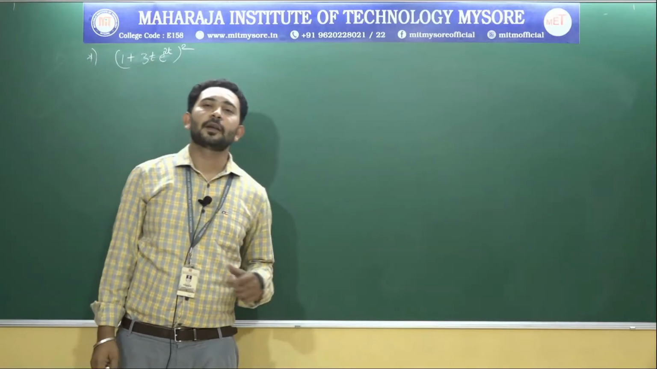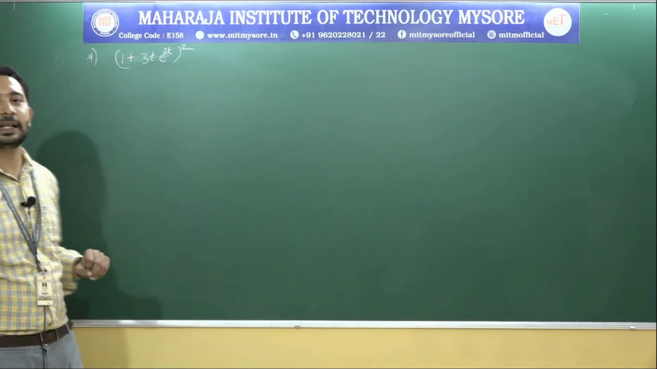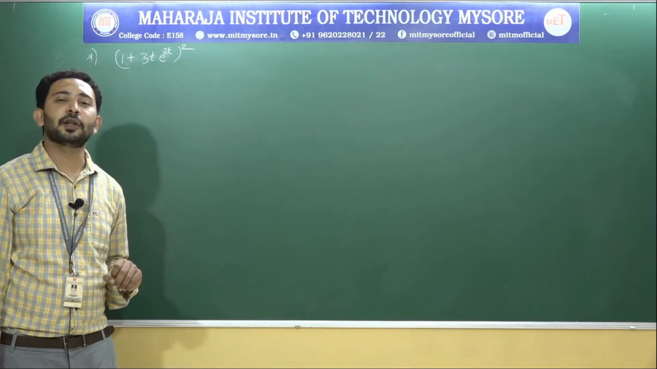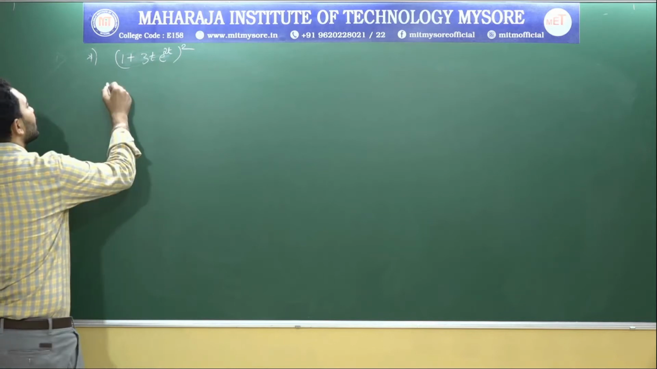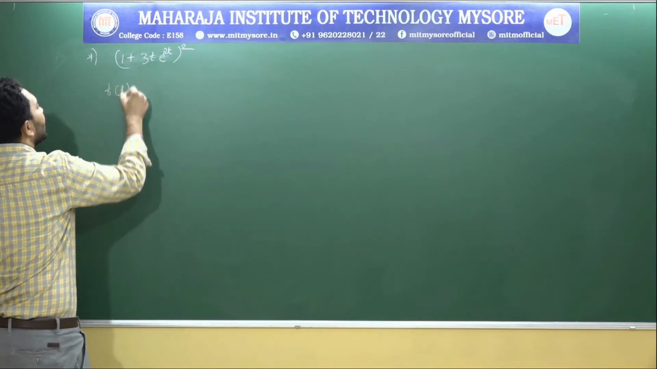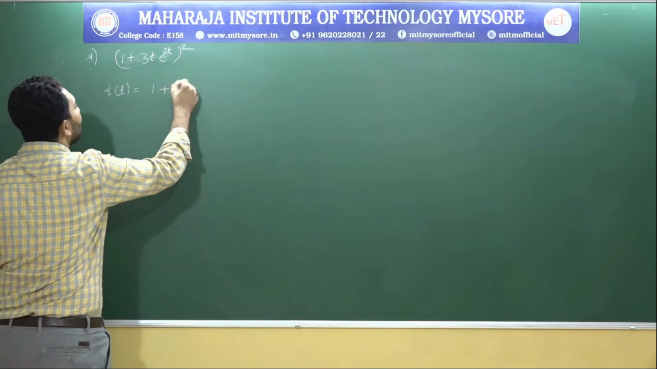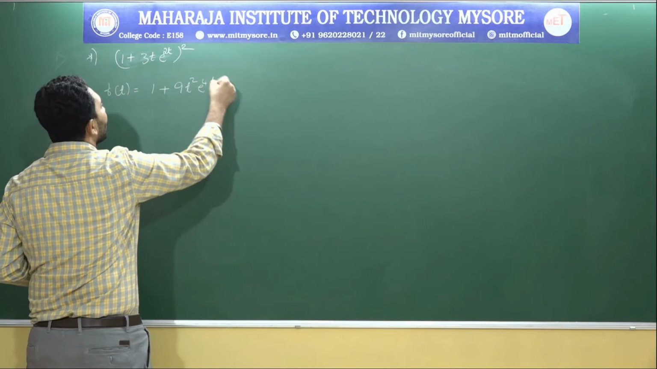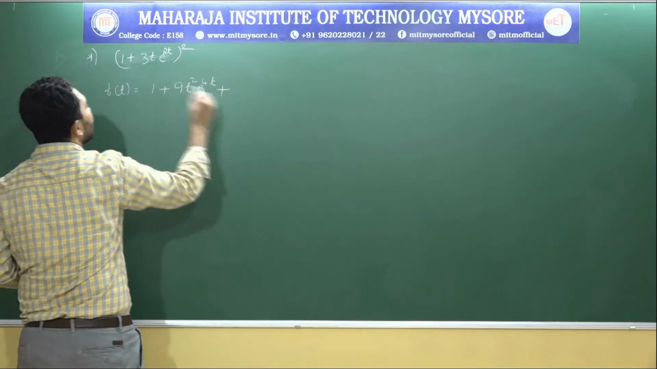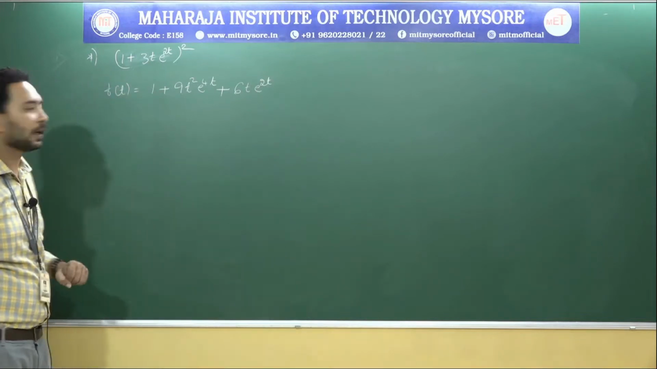Next problem. Find the Laplace transformation for the function 1 plus 3t into e power 2t whole square. It is in the form of a plus b whole square. So I will take this as f of t. F of t equals a plus b whole square, a square plus b square, 9t square e power 4t plus 2ab, 2 into 3, it is 6t into e power 2t.